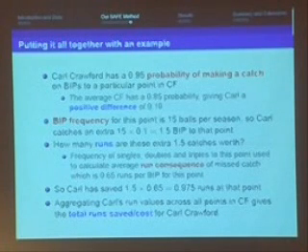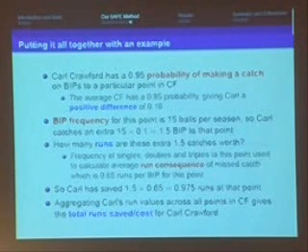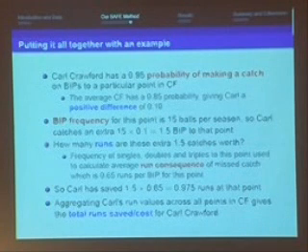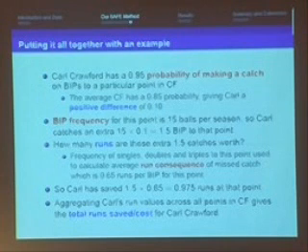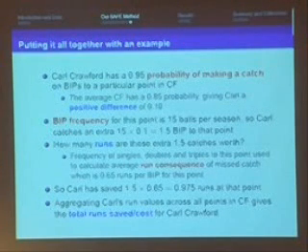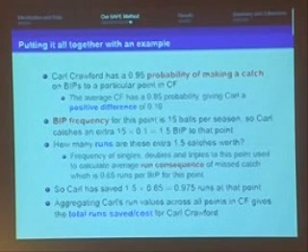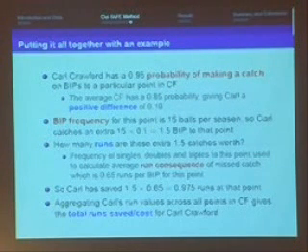Okay. So here's an example. Say Carl Crawford has a 95% probability of making a catch to a particular point in center field. The average center fielder has an 85% probability, so that gives Carl a positive difference of 10%. You want to weight by the ball in play frequency, so if Carl sees 15 balls in play that hit there during a season, that means he's basically making a successful play on 1.5 more balls in play than the average center fielder. How many runs is that going to be worth?